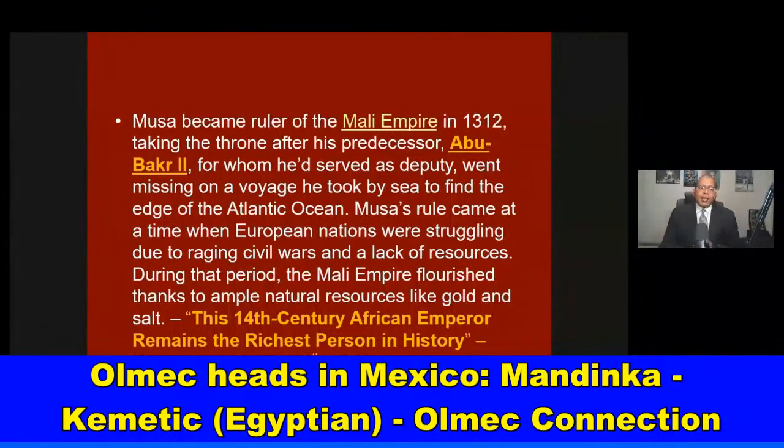Mansa Musa's rule came at a time, and this is extremely important, when European nations were struggling due to raging civil wars and a lack of resources. Okay, so Europe was dealing with poverty, famine, disease, civil wars, things like this, while West Africa is thriving, while the Mali Empire is thriving. During this period, the Mali Empire flourished thanks to ample natural resources like gold and salt.